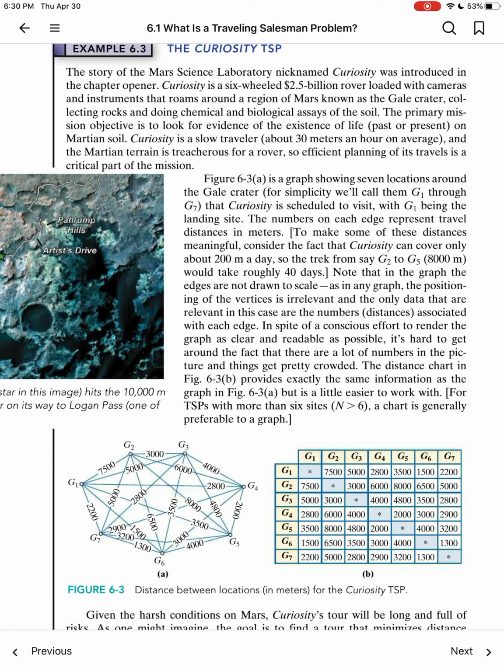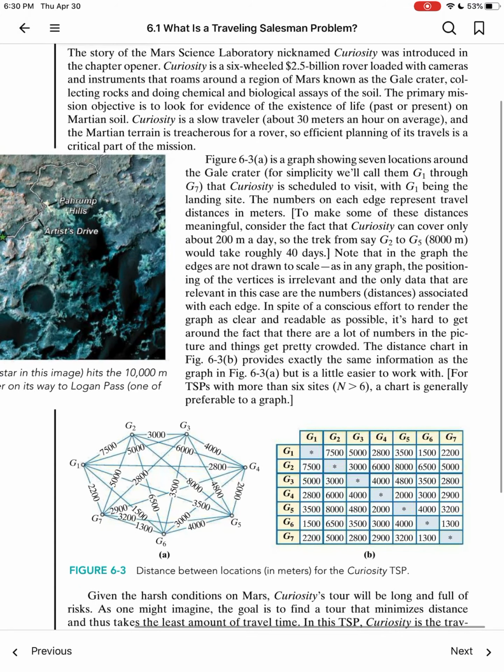Curiosity is a slow traveler, about 30 meters an hour on average. And so because this rover is so slow, they want to make it optimally efficient so that the rover covers as much ground as possible, even when it's moving around slowly. It's such an expensive thing to be doing that they want it to be done efficiently, right? You wouldn't just want the rover wandering back and forth along the same path and not getting you any real new data.